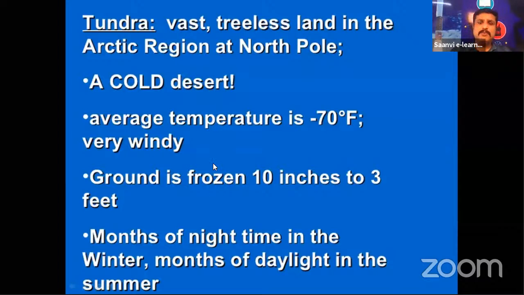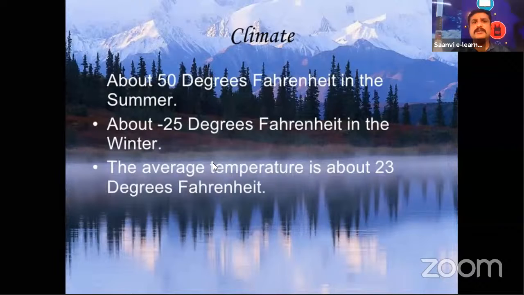Some more facts you have here. Climate, about 50 degrees Fahrenheit in the summer, and about 25 degrees Fahrenheit in the winter. The average temperature is about 23 degrees Fahrenheit. Fahrenheit is a different scale from Celsius, so we need to calculate to convert between them.